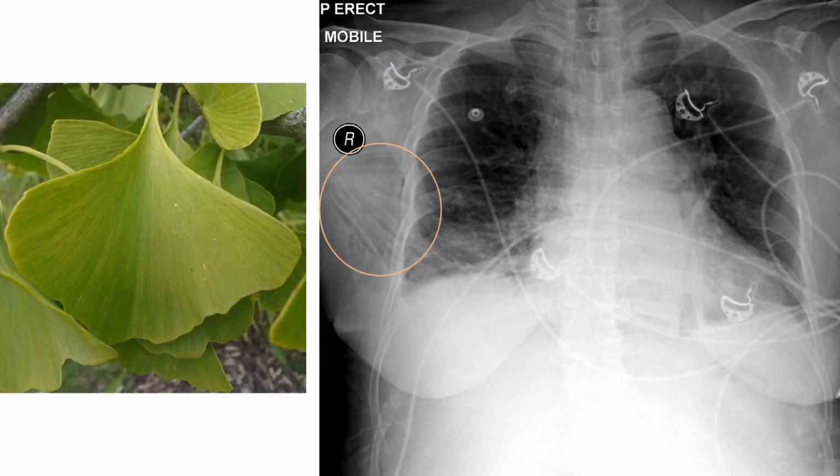In this X-ray, there is right anterior chest wall subcutaneous emphysema, outlining the pectoralis major muscle. When subcutaneous emphysema has this pattern, it is called the ginkgo leaf sign.